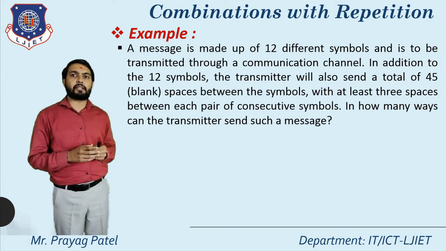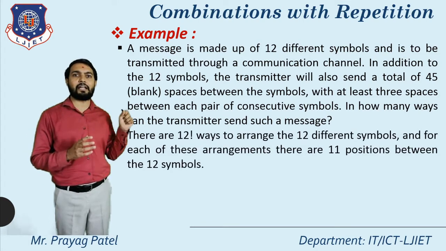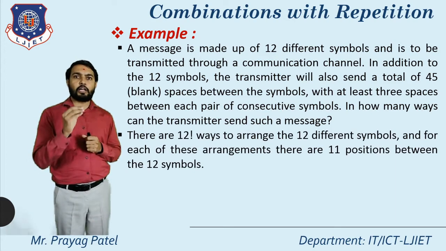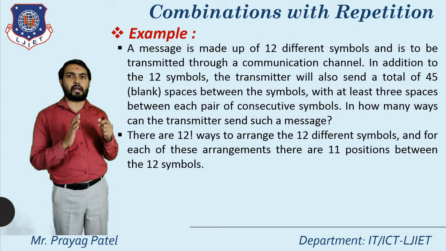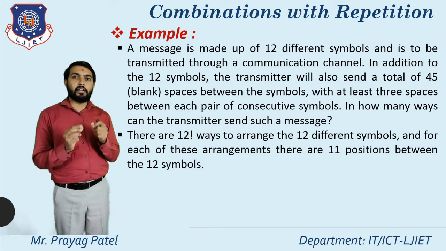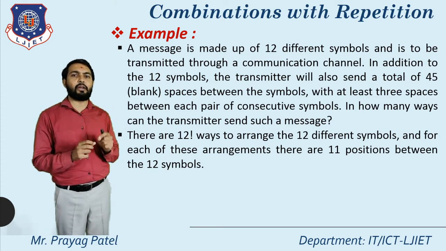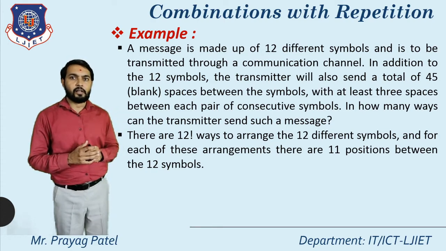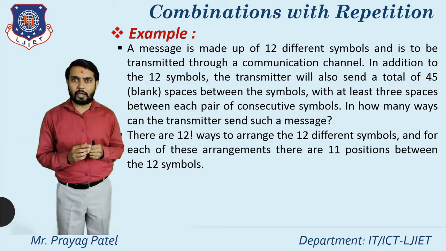In how many ways can the transmitter send such a message? The criteria given are like this. A total of 12 different symbols are available and a total of 45 spaces are given in this message. Between two symbols, you must compulsorily give a minimum of 3 spaces. So the total is 12 different symbols.